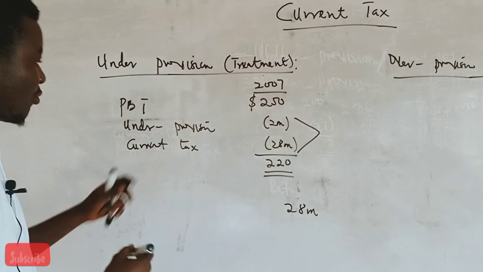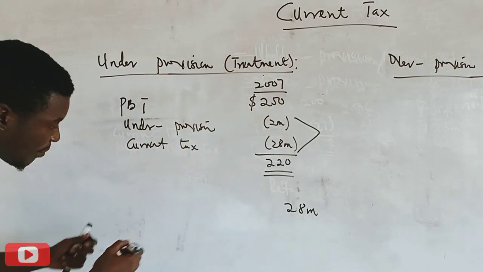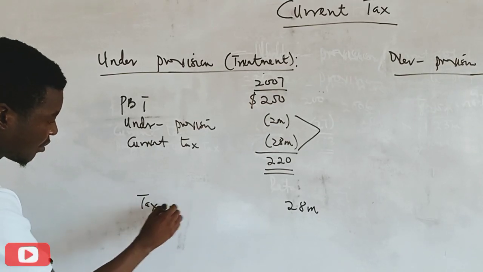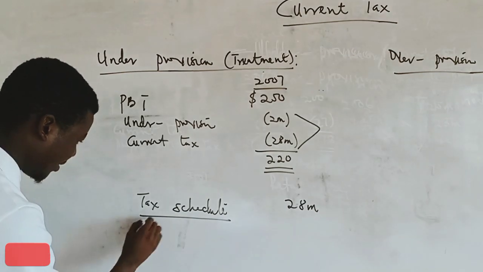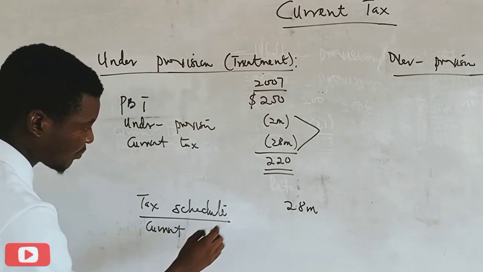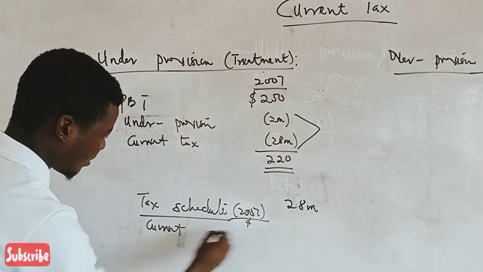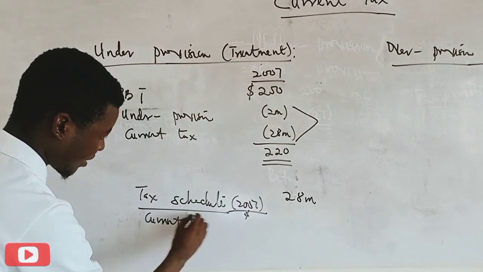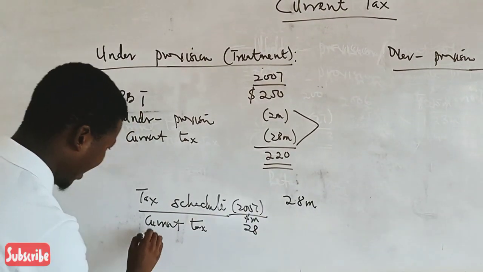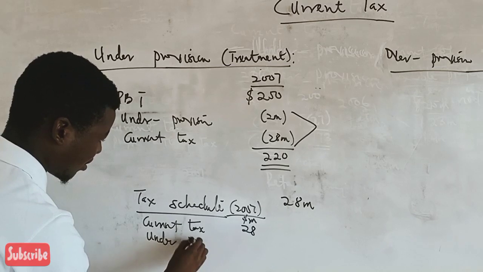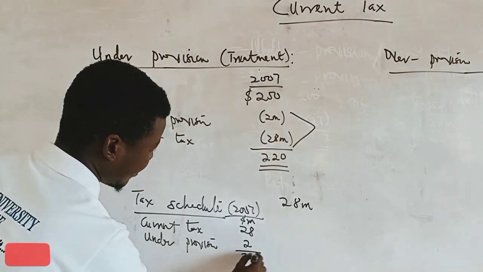So for the 2007 year, we can also come and prepare our tax schedule. Then we have our current year estimate, current year or current tax, current year estimate of 28 million. Then we have the under provision of 2 million. Then we have 30 million.